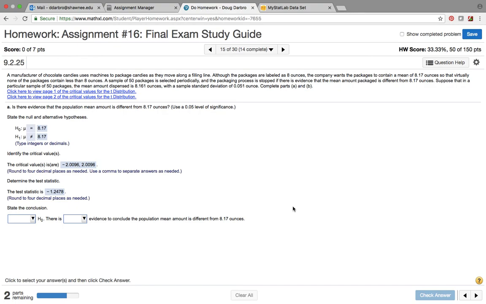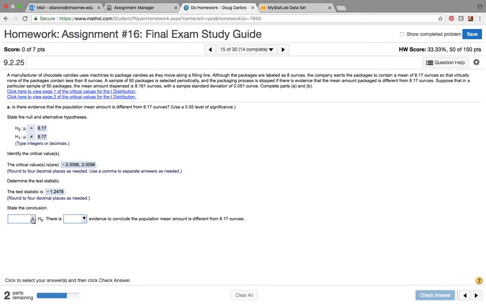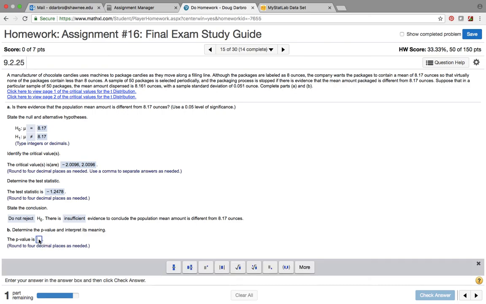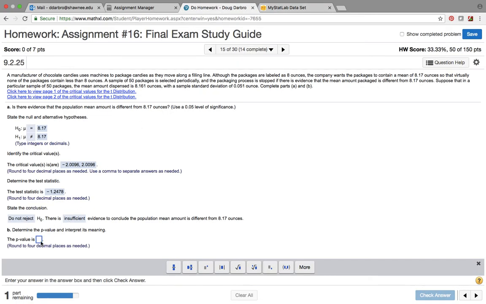State the conclusion. Well, when we look at it, our p-value is higher than 0.05, so we fail to reject. So do not reject. There is insufficient evidence to conclude otherwise. So it looks like the filling line, the machine that's actually packaging the candies, is doing what they want it to do. Okay, determine the p-value. I thought we were done. The p-value is 0.218. So round to 4 places.